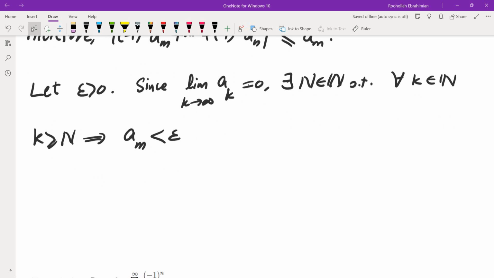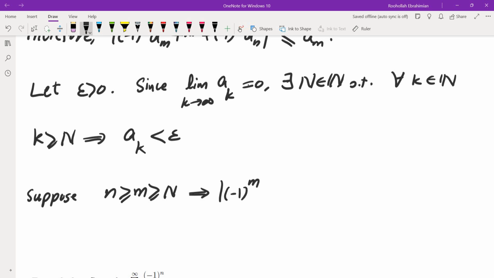So now, I'm sorry, a_k. Suppose n is greater than or equal to m, which is greater than or equal to this N. So this means the difference between (-1)^m a_m, the difference of the two partial sums, which would be this sum, which is less than or equal to a_m, is in fact less than epsilon.